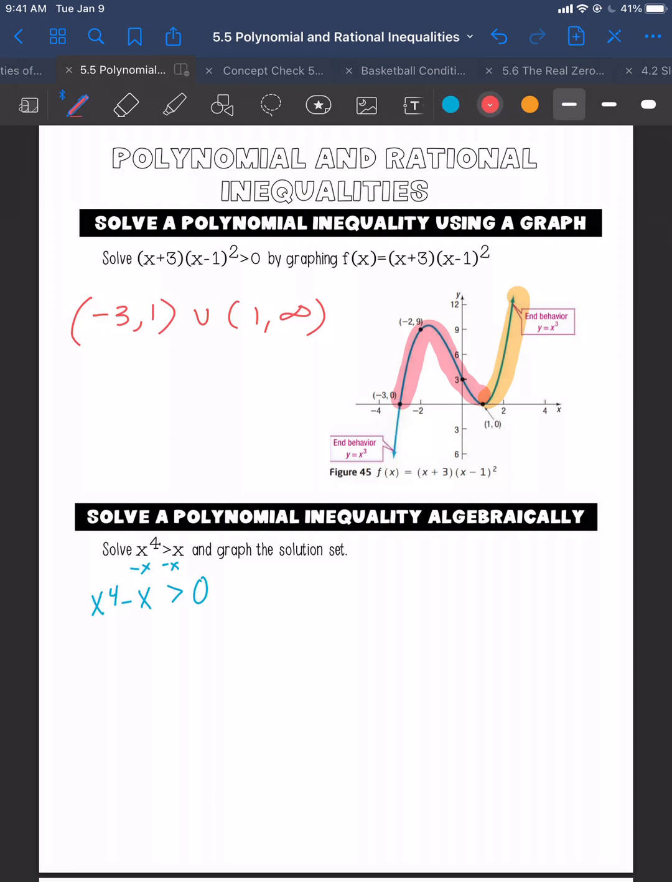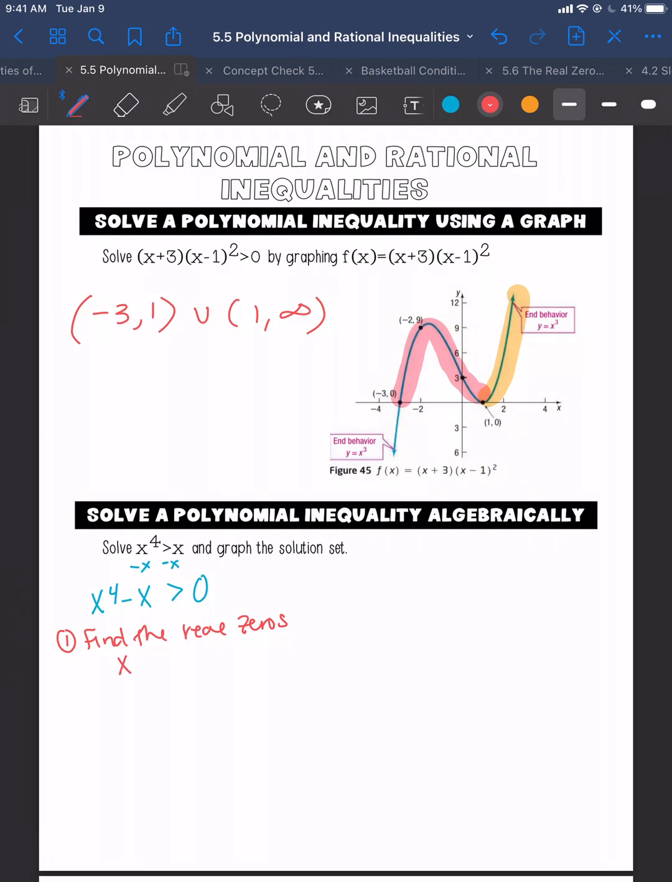And what we're going to do first is find the real zeros. And in order to do that, we're going to have to factor. So I'm going to factor out an x, left with x cubed minus 1. X cubed minus 1 is a difference of perfect cubes, so that factors into x minus 1 times x squared plus x plus 1 greater than 0.